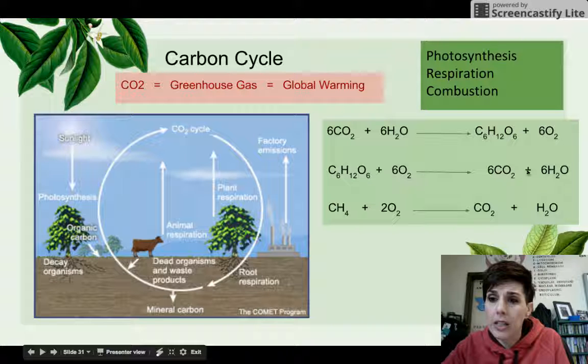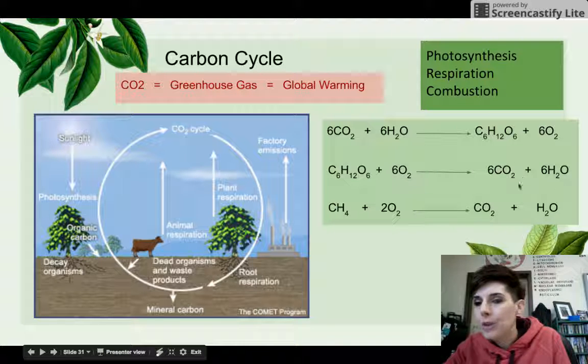This is the process of cellular respiration. Now, cellular respiration is when carbon dioxide is returned to the air with water and energy. And that happens because we, or organisms, take glucose and oxygen in the presence of enzymes and break those down and produce carbon dioxide, water, and energy.